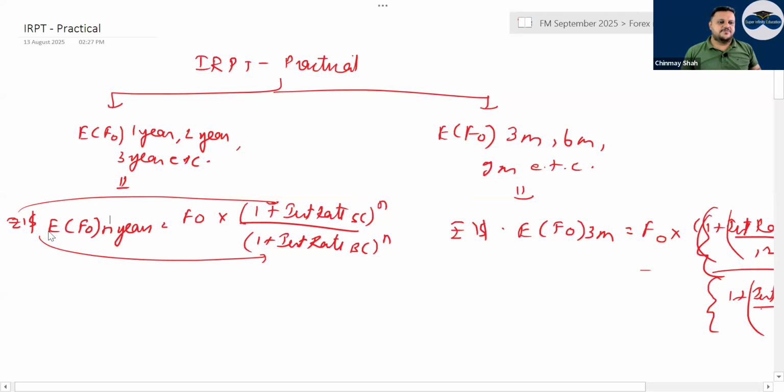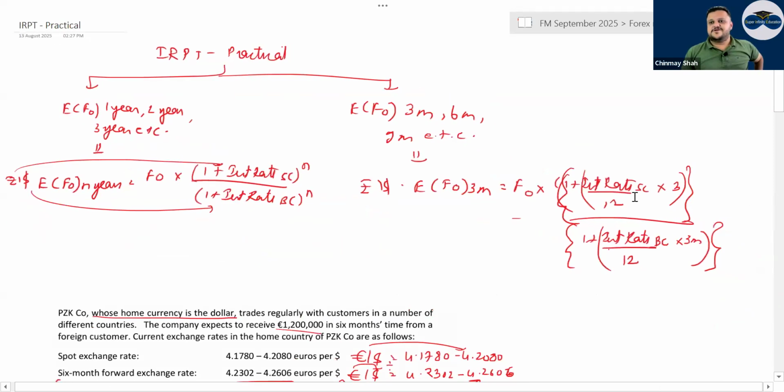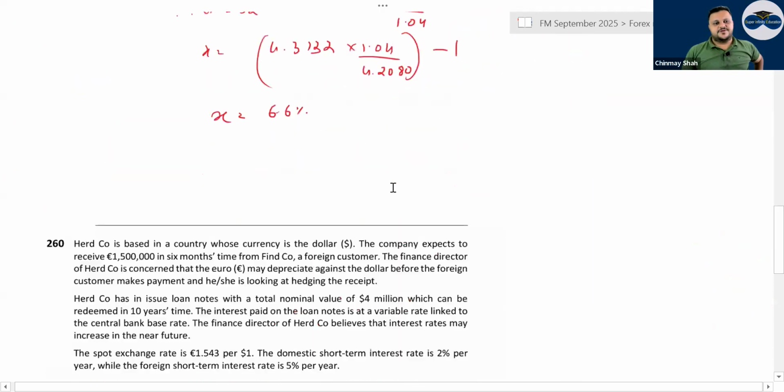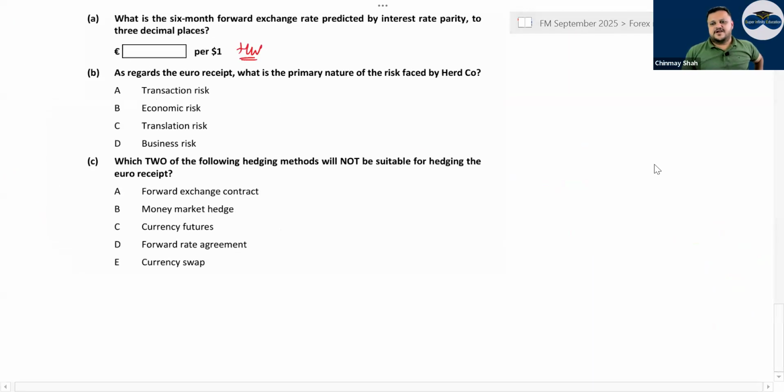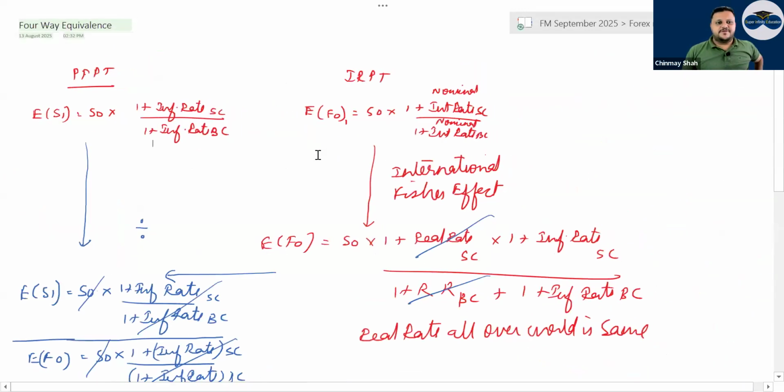And how do you remember this? Rupee by dollar: the rupee's interest rate will come up and the dollar's interest rate will come down. But if it is 3, 6, or 12 months, then take the yearly interest rate divided by 12 into 3. Correct or not? Have a look. I've solved each and every question, and tried most of the questions that are there. Then PPP and IRPT.